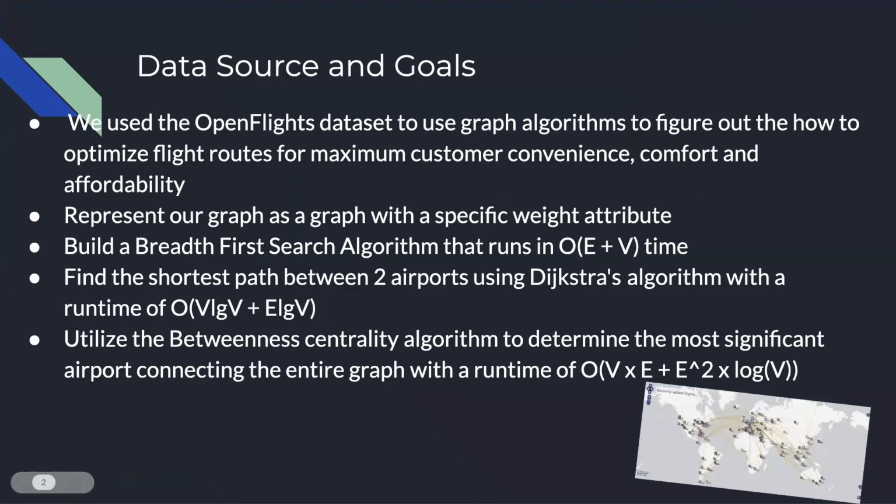So let's talk about our data source and goals for this project. We decided to use the OpenFlights dataset to use graph algorithms to figure out how to optimize flight routes for maximum customer convenience, comfort, and affordability. We had four goals: represent our graph with a specific weight attribute, build a breadth-first search algorithm that runs in O(E plus V) time, find the shortest path between two airports using Dijkstra's algorithm with a runtime of O(V log V plus E log V), and utilize the betweenness centrality algorithm to determine the most significant airport connecting the entire graph with a runtime of O(V times E plus E squared times log V).